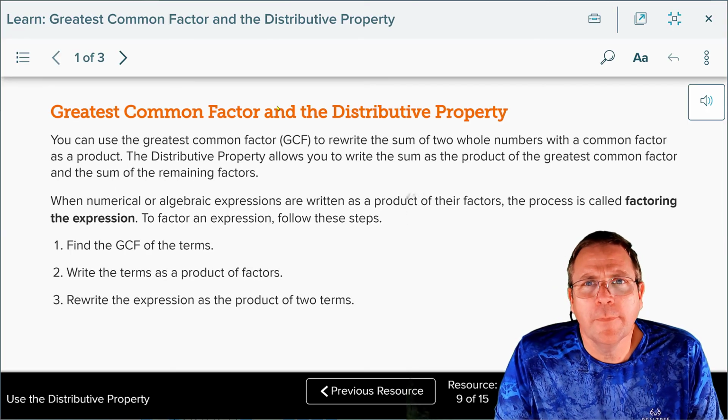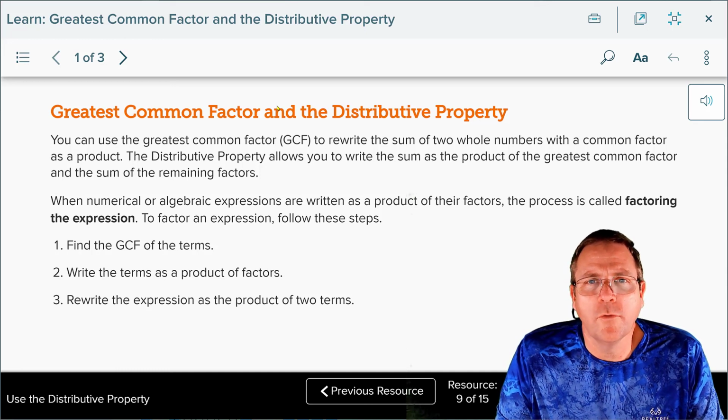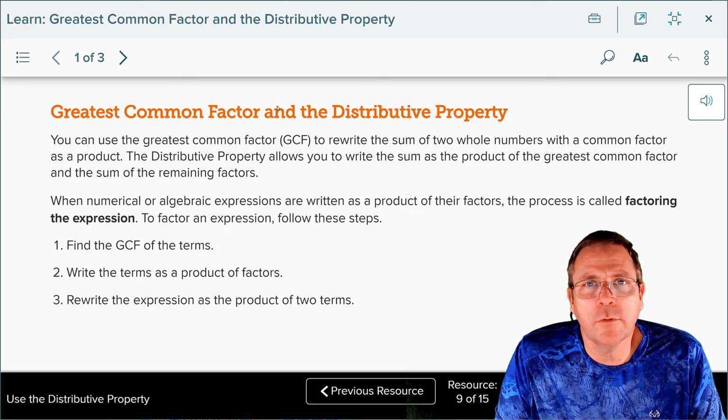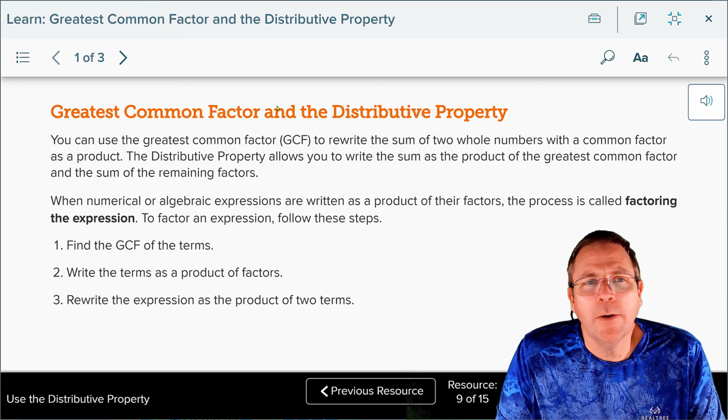Now, as I said, that's going to be the last problem we do for video part 1. Come back in just a little bit and watch part 2 as we continue to explore the distributive property, only now we're going to be using the greatest common factor when we do it.